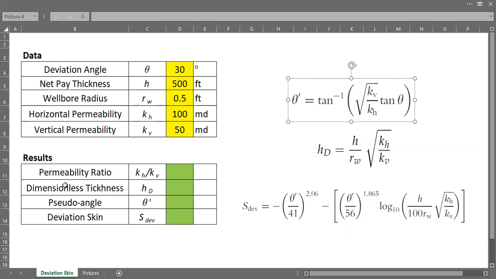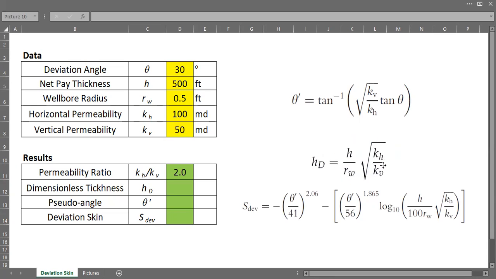First we need to calculate the permeability ratio. Here I have KH divided by KV, or you can also use KV divided by KH. It doesn't matter as long as you are consistent. So if I use KH by KV, then 100 divided by 50 should be 2. Easy, right? And we also have the dimensionless thickness.